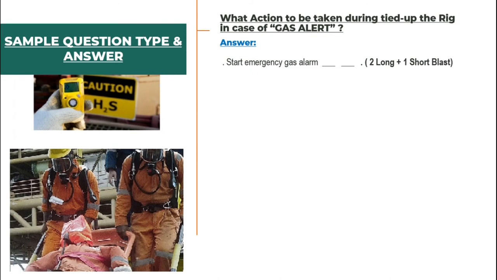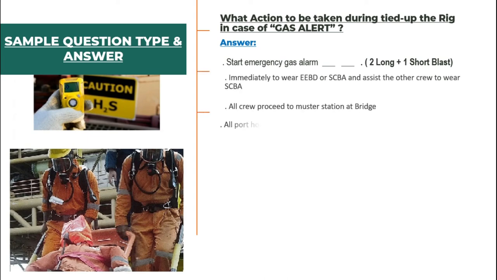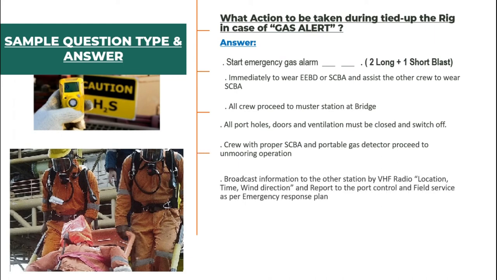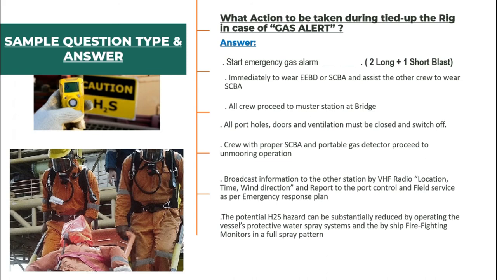Okay, next question. What action is to be taken when tied up to the rig or platform in case of a gas alert? Well, we have to start the emergency gas alarm. It is two long followed by one short. Then immediately wear the emergency escape breathing device or SCBA, and assist the other crew to wear the SCBA. Then all crew must proceed to the muster station for gas alarm. It is on the bridge, and all portholes, doors and ventilation must be closed and switched off.